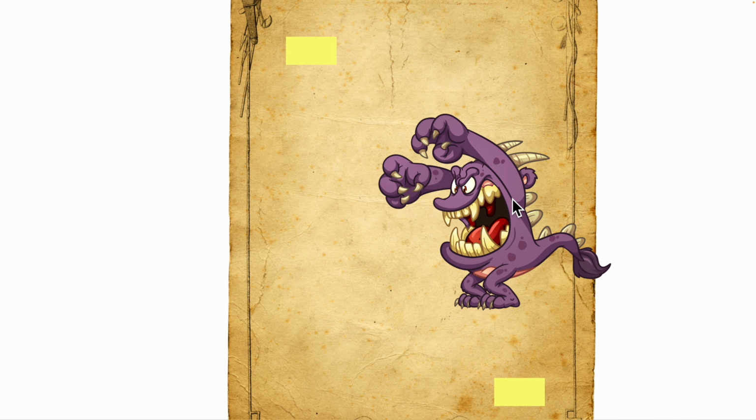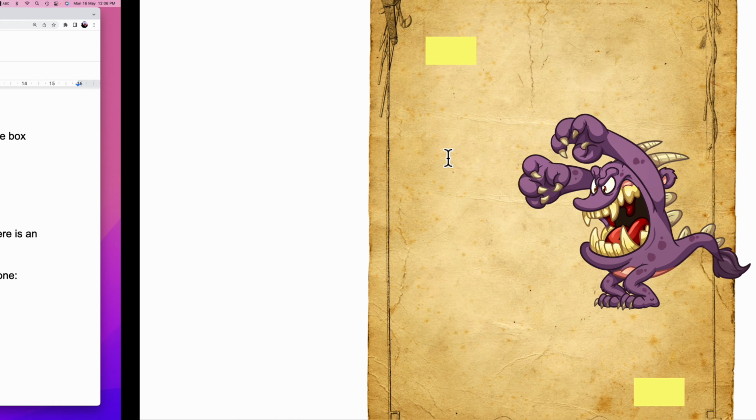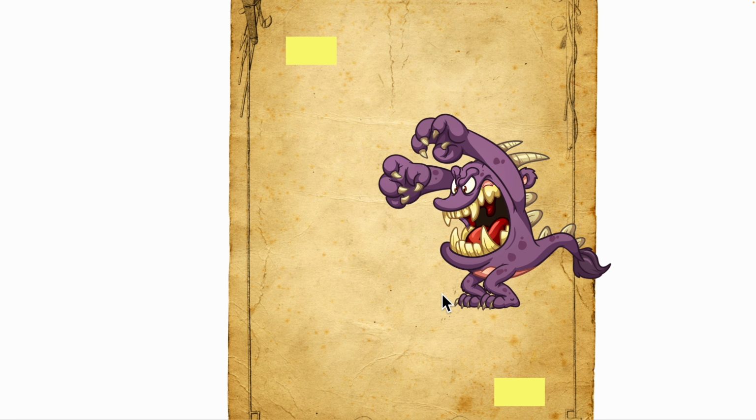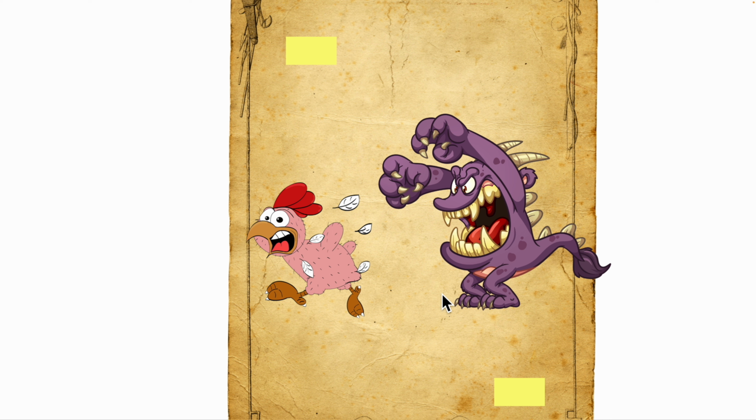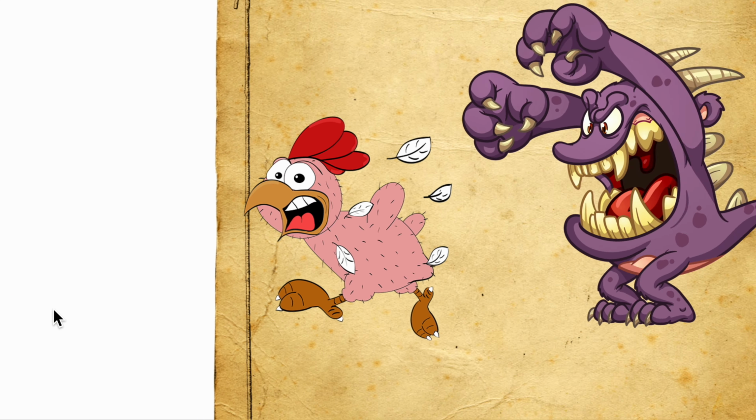Then what can we do? Take a look. Then we could have a monster. This monster, we mean the ing adjective. And then how about the ed adjective? The ed adjective is telling us we feel that way. So the running chickens actually are telling us the ed adjective, the ing adjective, and the ed adjective.